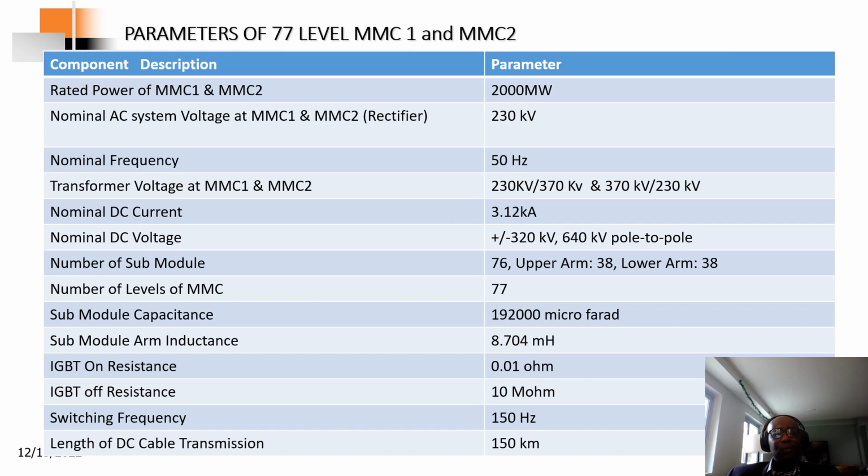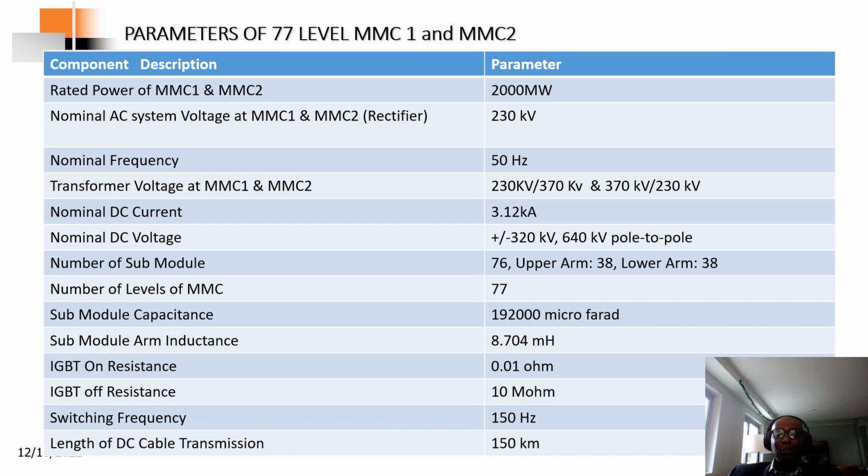Then for the number of submodules, I have 76: 38 in the upper arm and 38 in the lower arm. So the total number of levels is 76 plus 1, which gives me 77. Then the rest is just the other parameters: the capacitance, the submodule inductance, and the IGBT states. When the IGBT is on, it has a very low resistance, and when it is off, it has a very high resistance.